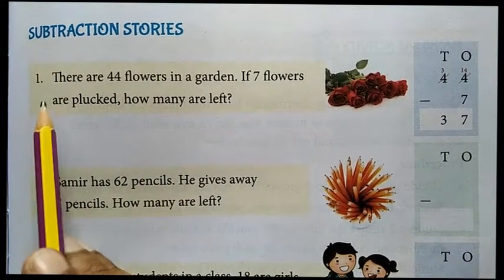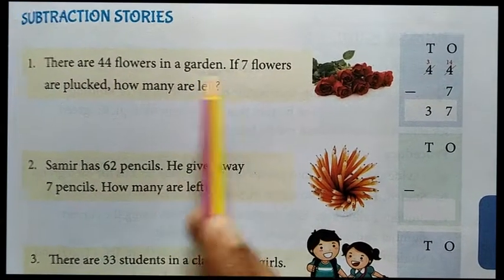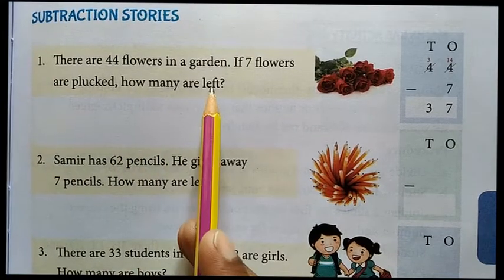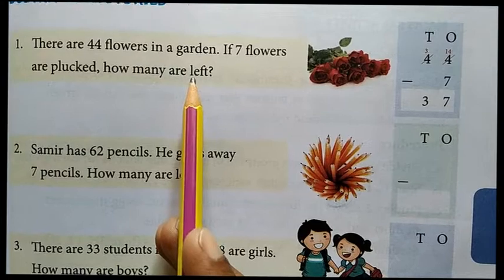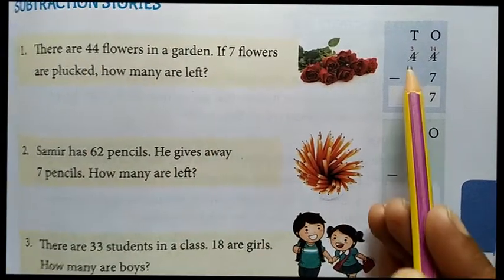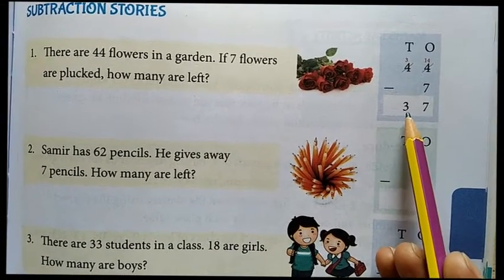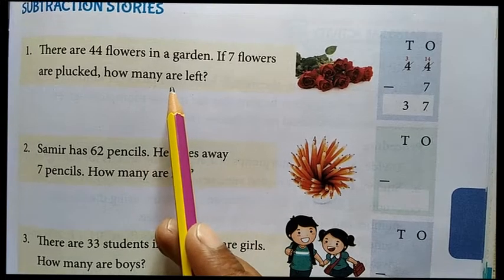Subtraction stories. First question, there are 44 flowers in a garden. If 7 flowers are plucked, how many are left? Here we have to find how many flowers are remaining. For that, we have to subtract these two numbers. Here, 44 minus 7. We got 37. So, 37 flowers are remaining here.